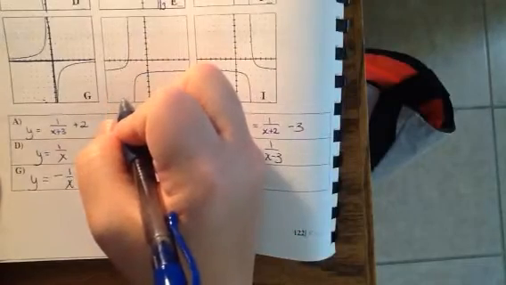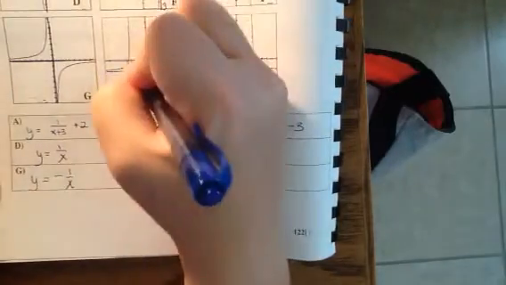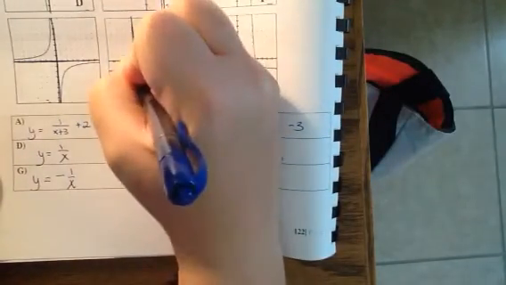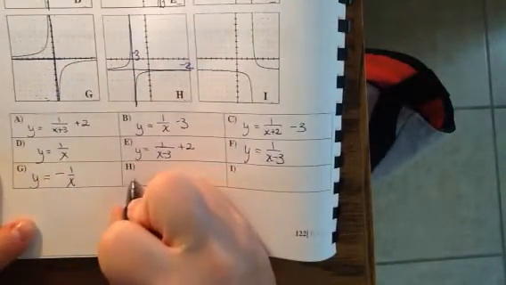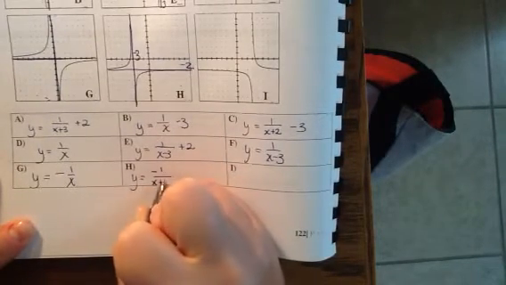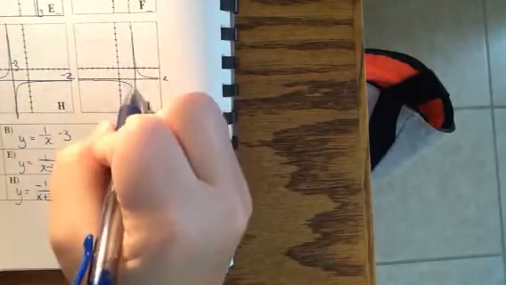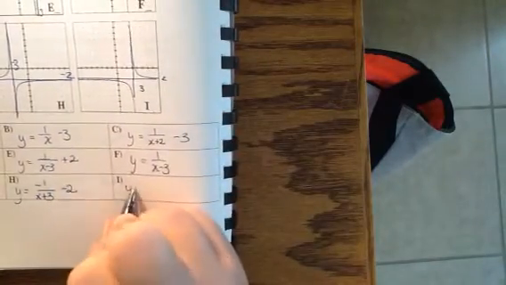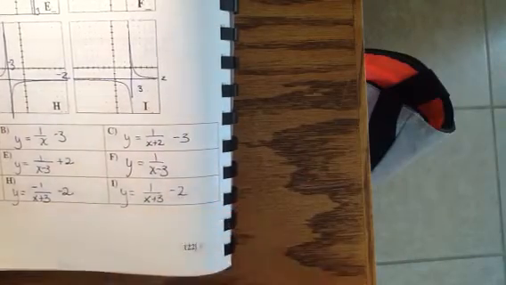Letter H went down 2 and to the left 3, but look how it's also negative. So for letter H, there's lots of stuff. So y equals, we're going to put a negative out front, and then we went to the left 3, so plus 3 and down 2. And then letter I, we went down 2, right 3, so y equals 1 over x plus 3 minus 2.